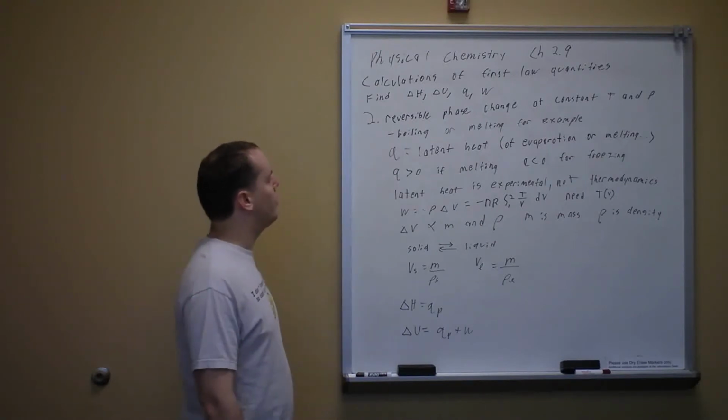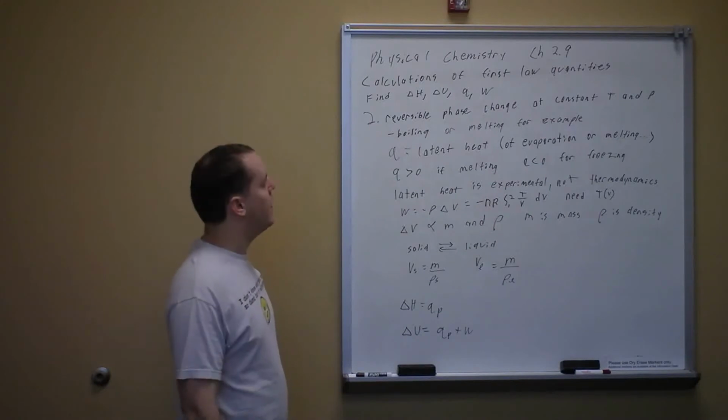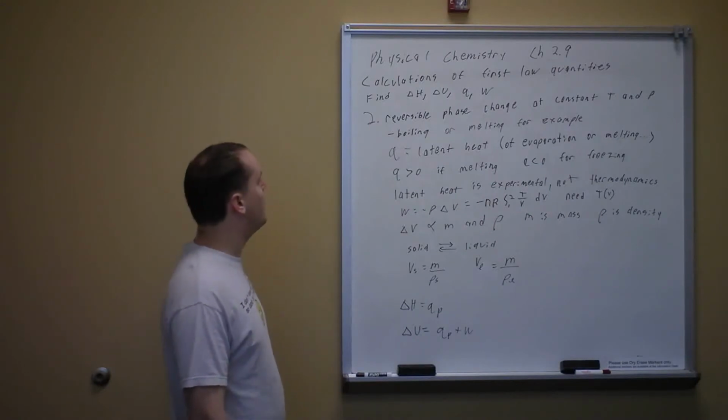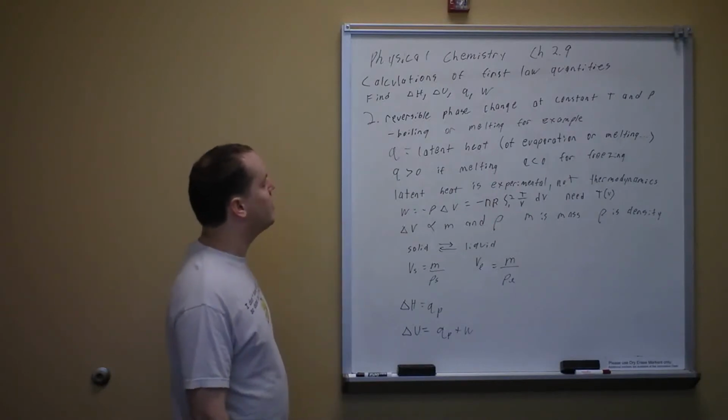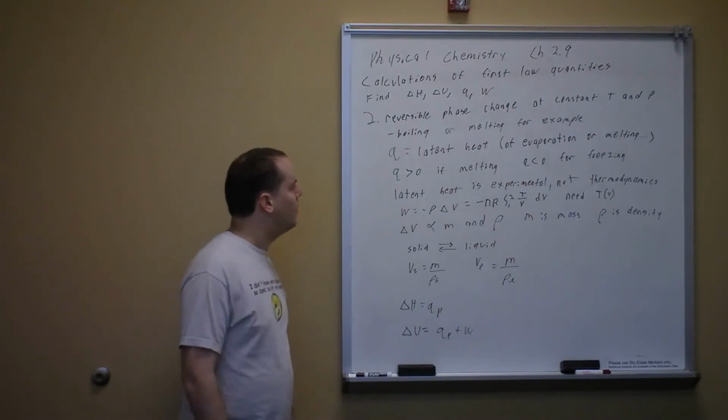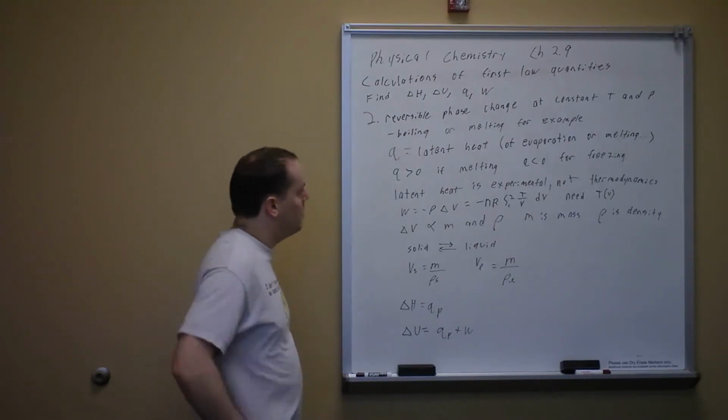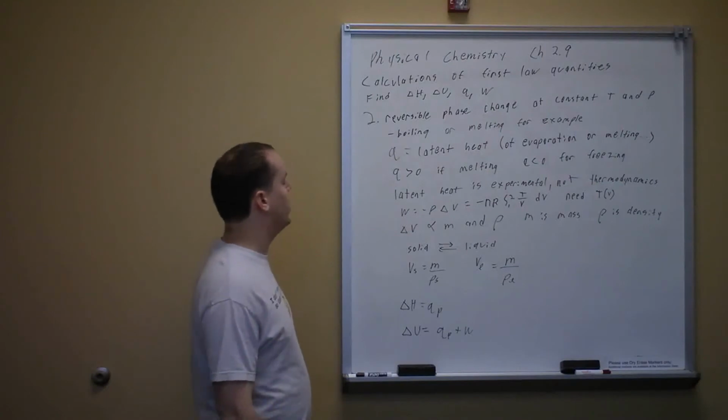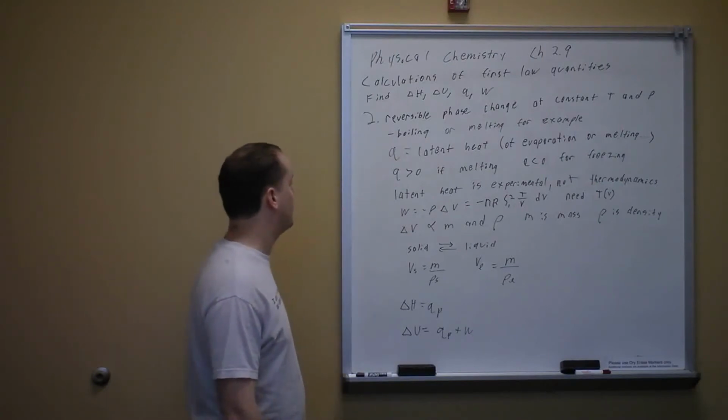So Q is greater than 0 if you're melting it, or likewise if you're allowing it to freeze, then Q would be less than 0. Now, this is something that thermodynamics cannot answer. Latent heat is found experimentally. Maybe later on when we get into quantum mechanics, we can come up with some of this, but not everything.